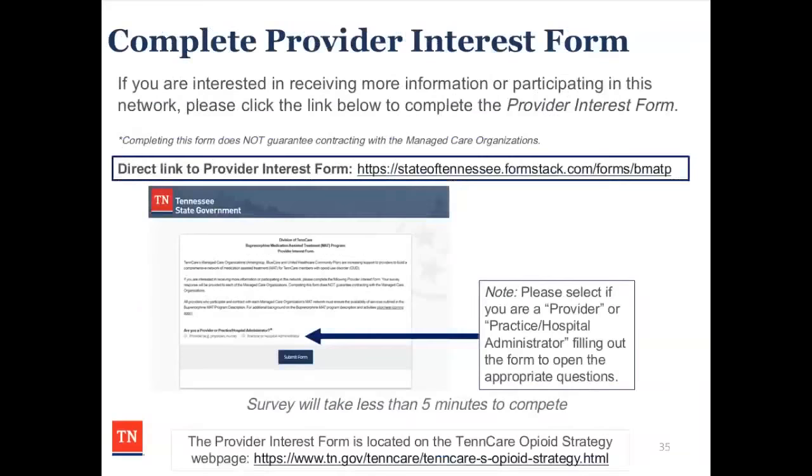Okay. And then for step 4, which is indicating interest, again, just pulling this back up, please make sure to fill out that provider interest form. Again, it's online. The direct link is right there, but you can also find us on our opioid strategy page, which is where the webinar will also be stored.